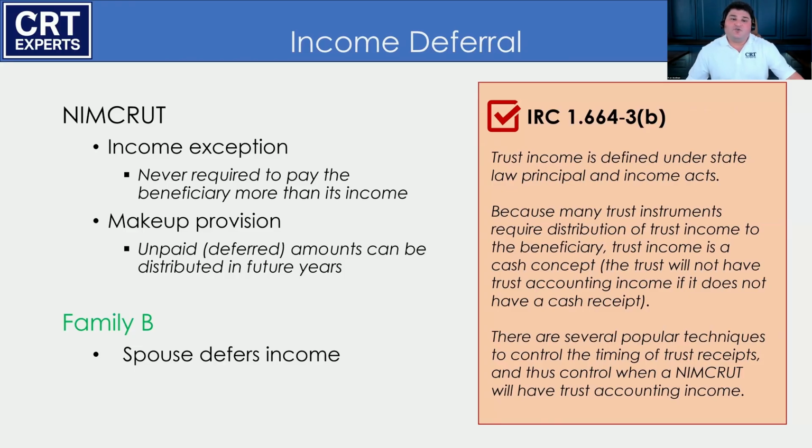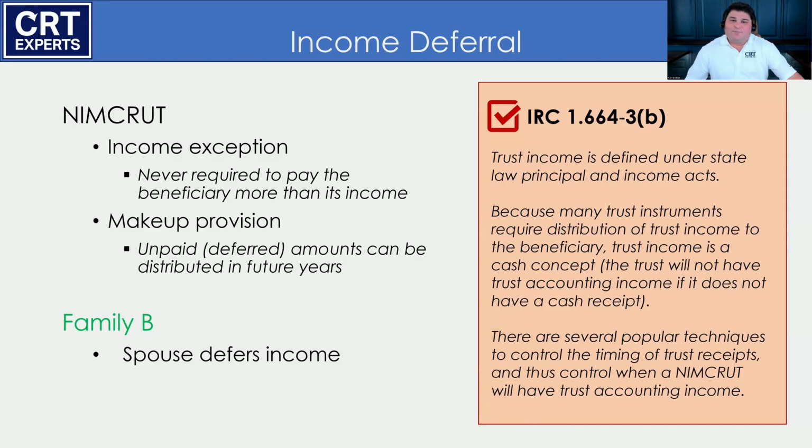And the way that we're going to do that is to use a type of CRT called a net income with makeup CRT, often called a NIM CRT. I'm sure many of you are familiar with NIM CRTs. A NIM CRT, unlike a standard CRT, if we have a 5% standard CRT, that's going to distribute that 5% every year, whether the trust makes money or loses money, whether the income beneficiary wants the income or not. It has to pay out that 5%.